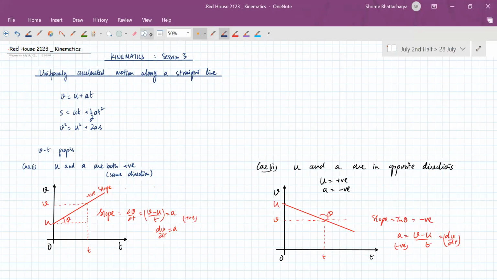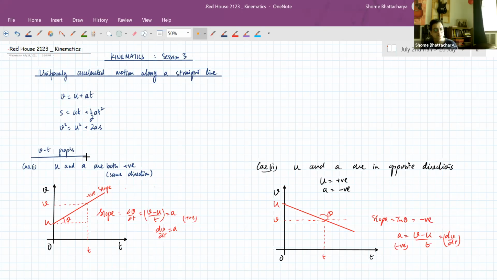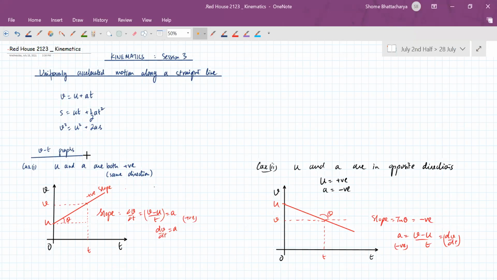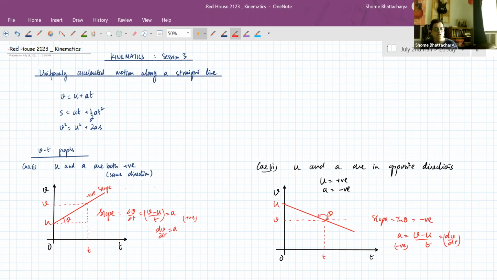So can you explain case 2? Sorry, what was the question again? Can you explain case 2, in opposite direction? I'm not able to hear you clearly. Your voice is breaking. Can you send me the question in a text message otherwise?